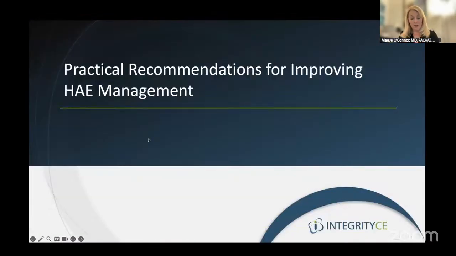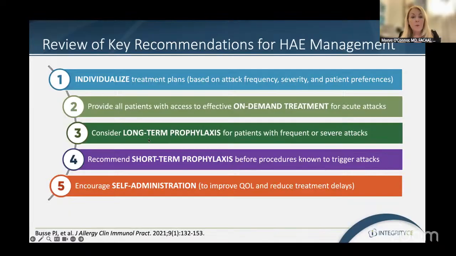So we've talked a lot about all of the therapies that we have at our disposal and ones that are emerging, but there are some practical recommendations for improving HAE management that I would like to review with you as well. When we think about our patients with HAE, again, we really want to individualize their treatment plans based not only on their attack frequency, their attack severity, but we've got to take in their preferences, and if the patient wants it, the caregiver's preferences, of course, as well.